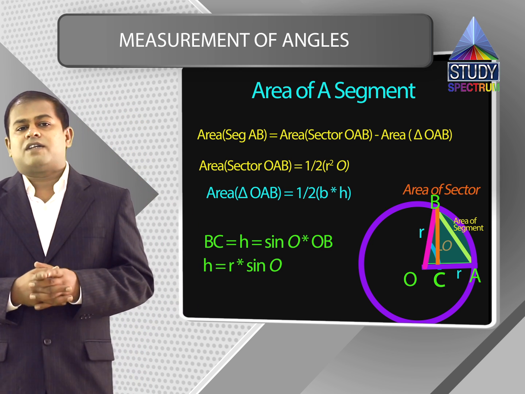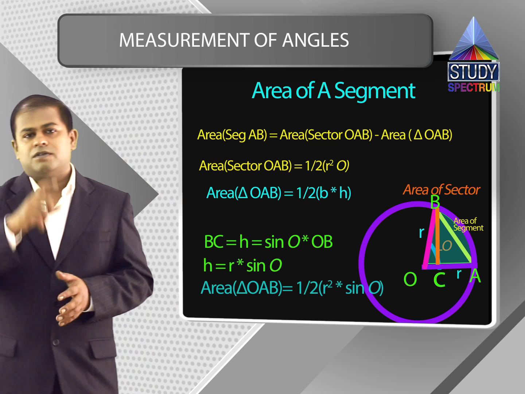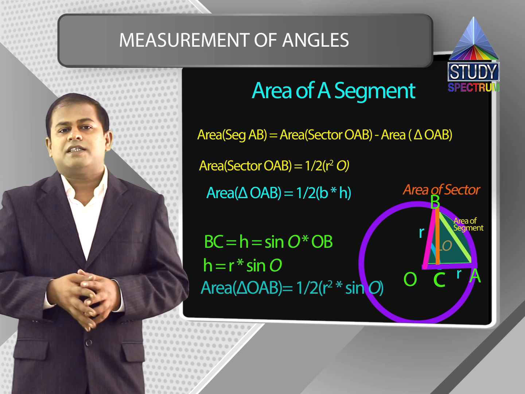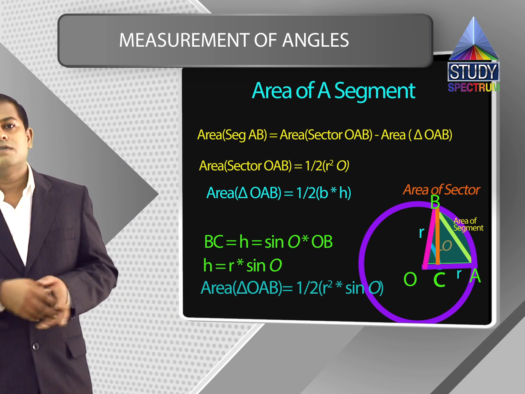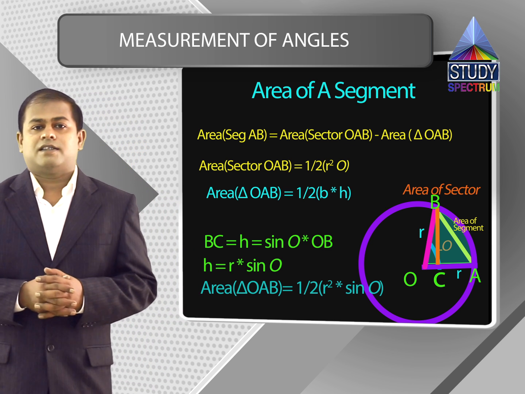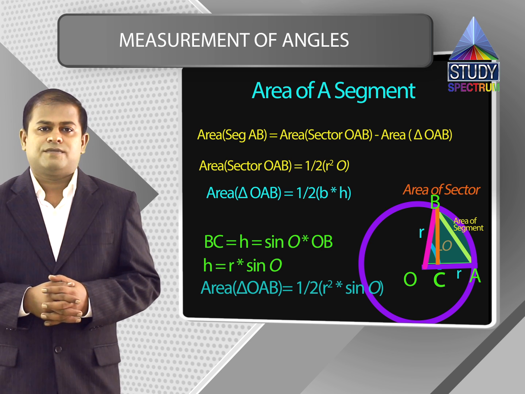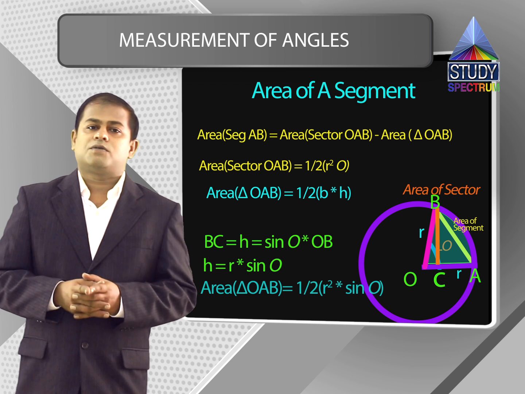So the area of triangle OAB, once again, is half base into height. So half OA into BC. OA is the radius, so half R into BC, which is R sine theta. So half R into R sine theta, that is half R square sine theta. So the area of triangle OAB is half R square sine theta.